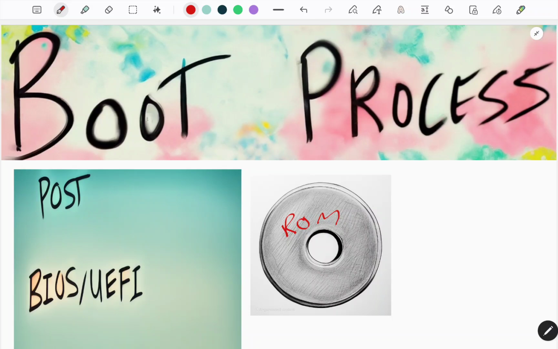What's that? What's the I? Can you help me with the I? Unified Extension or Extensive, right? Extensive Firmware Interface, is it? Can you check on Google search? Is it correct? Interface? Yes. Unified Extensible. Extensible Firmware Interface.